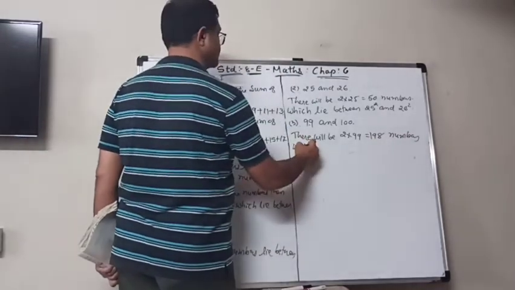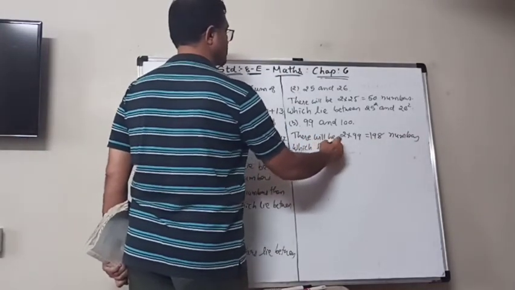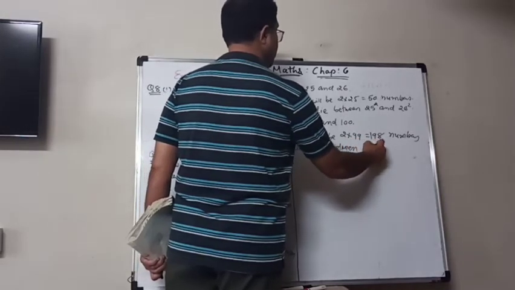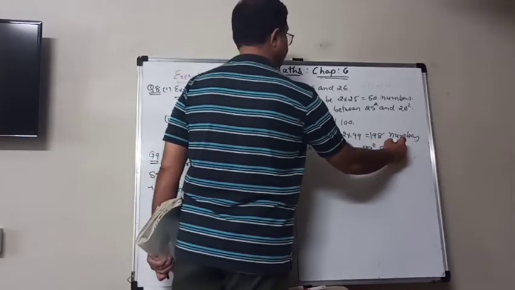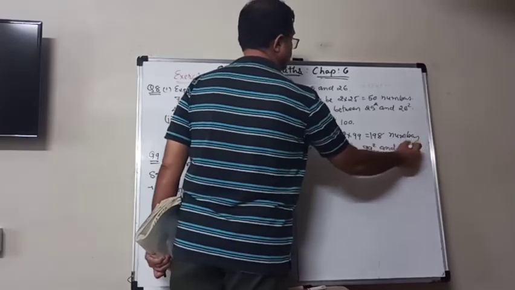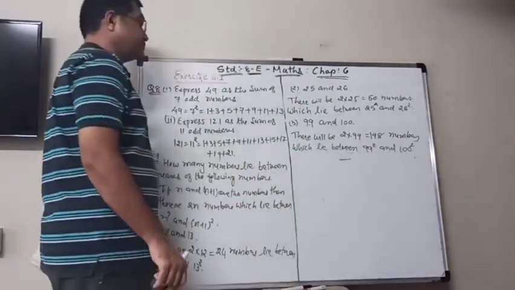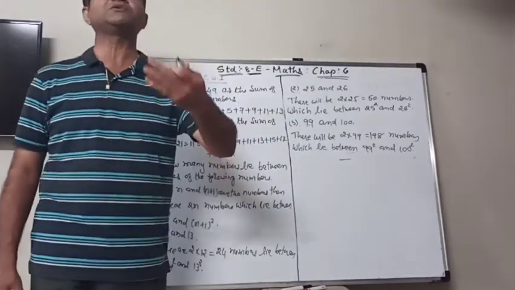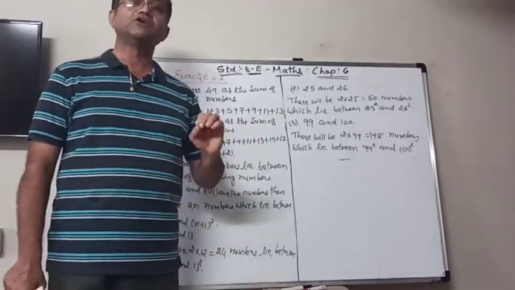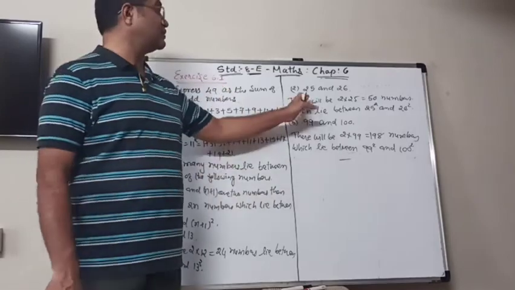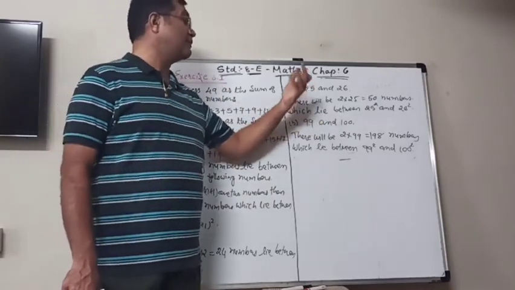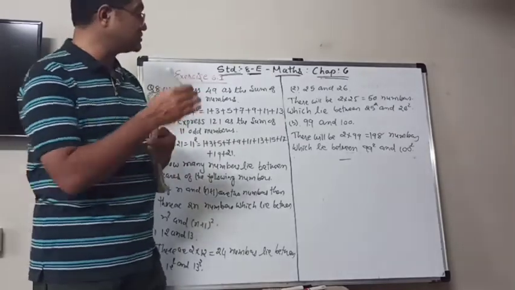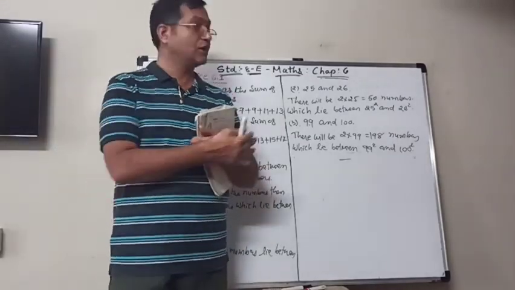which lie between 99 square and 100 square. So that is very simple. First, numbers you have to double them, then you will be finding how many numbers lie between the squares of these given numbers.